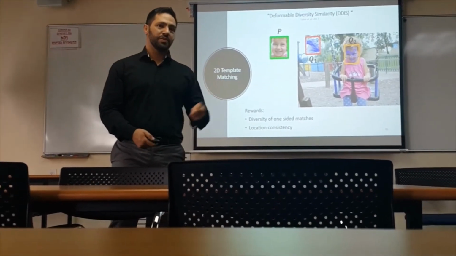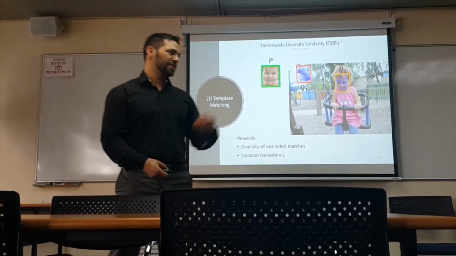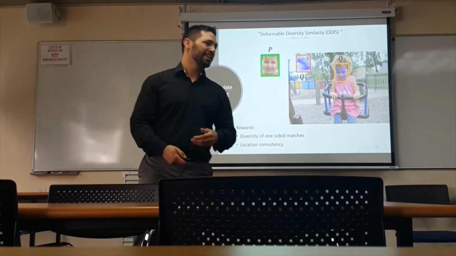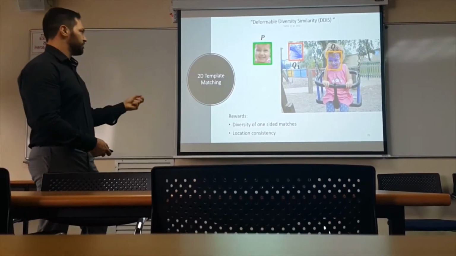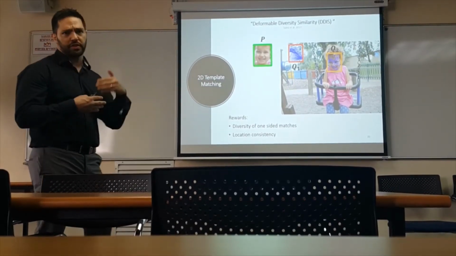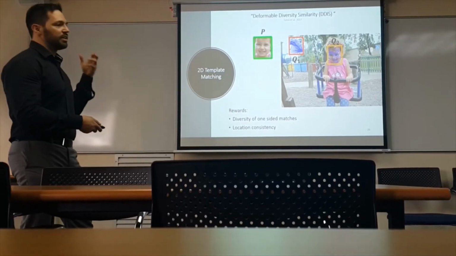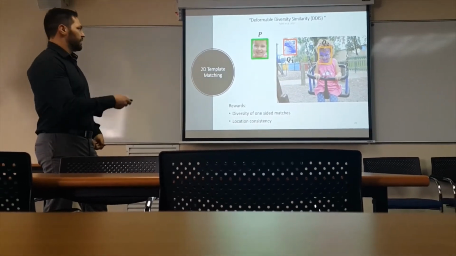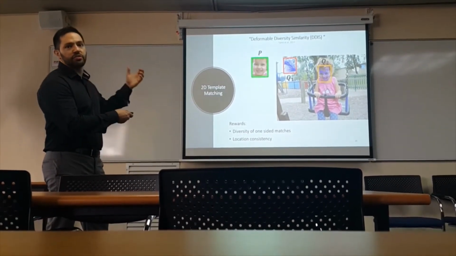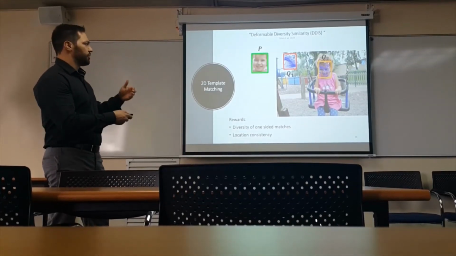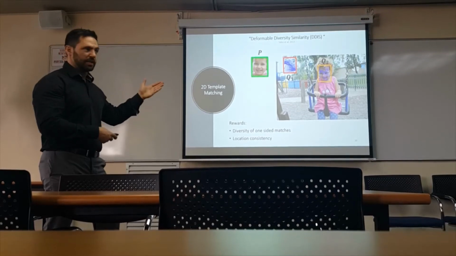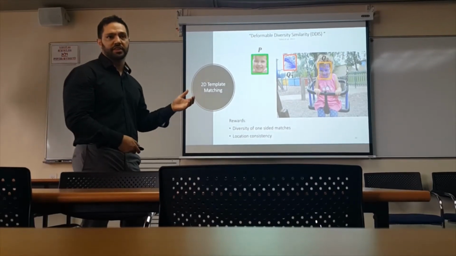Okay, another work done under the supervision of the esteemed professor sitting in the front row here is deformable diversity similarity. So here, instead of counting mutual relationships, they counted the diversity of the arrows. Let's look at Q1. All the arrows converge to very few points, so the diversity is low. And in Q2, all the arrows are distinct, so this is a high diversity.